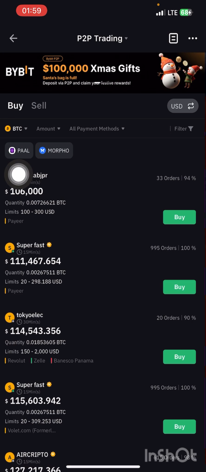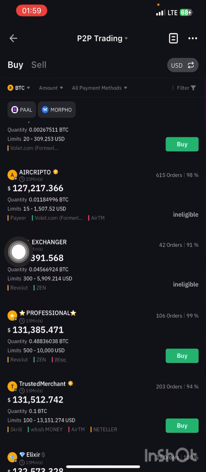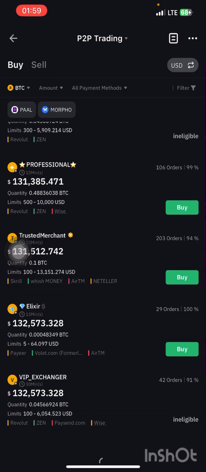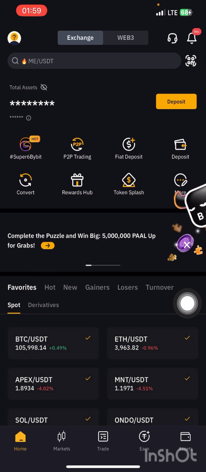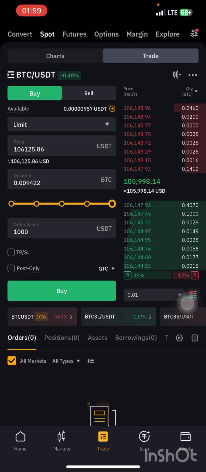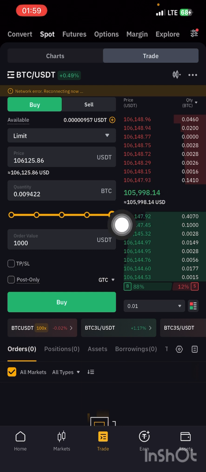So when we check out this crypto on this particular side of the P2P market, you see that you'll be able to sell your Bitcoin for $132,000. This is what you can sell your crypto at. But when you go to the spot market, you see that it is not the same, because you have the price here as $105,998. So you can see that the variation in price is so much, and this means there's so much profit to be made when you buy your Bitcoin from the spot market and then take it over to the P2P market and sell.